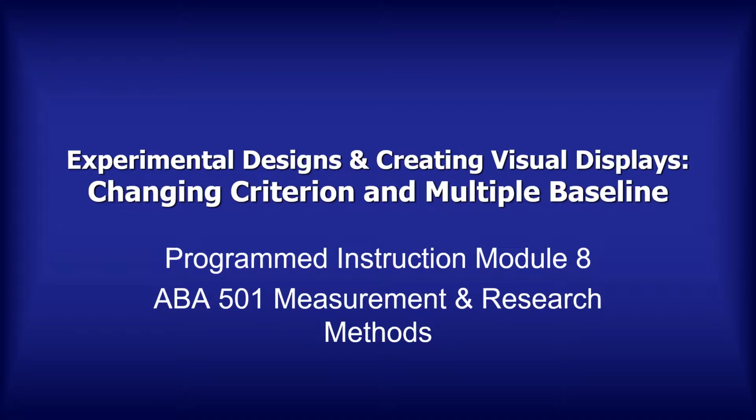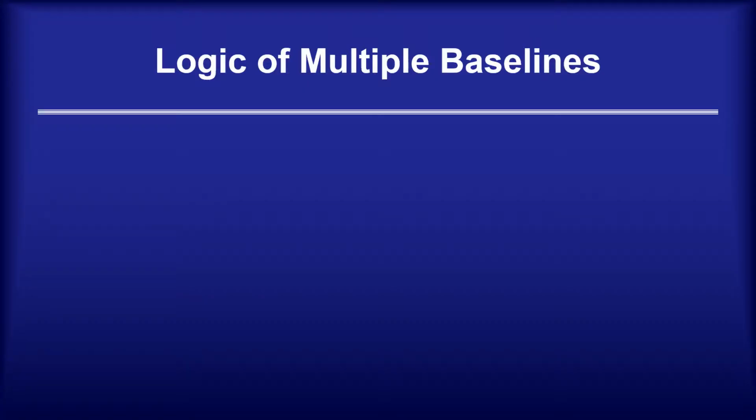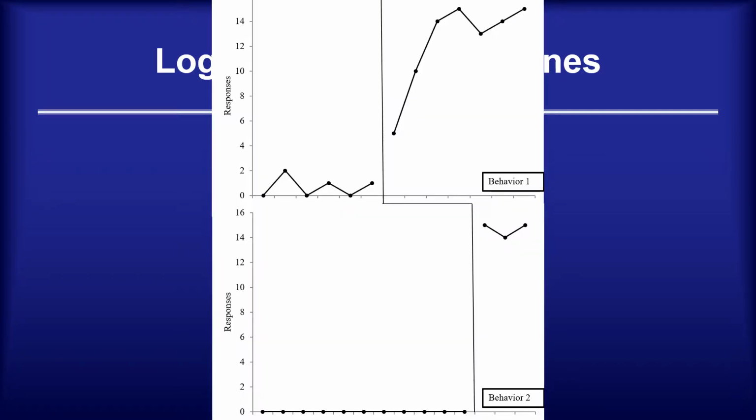On to some additional experimental designs that are commonly used in the field of behavior analysis: changing criterion designs and multiple baseline designs. First, multiple baseline designs. When displayed graphically, these produce a staggered or tiered set of baselines.